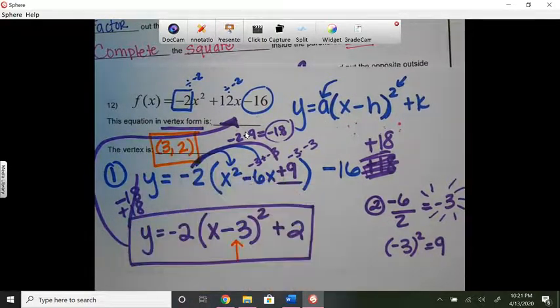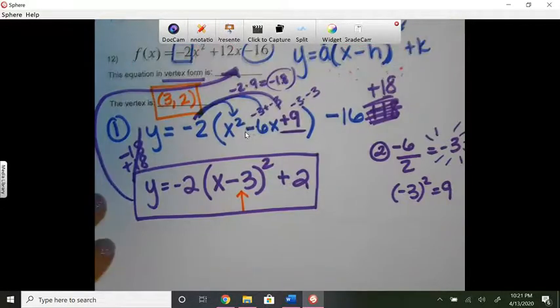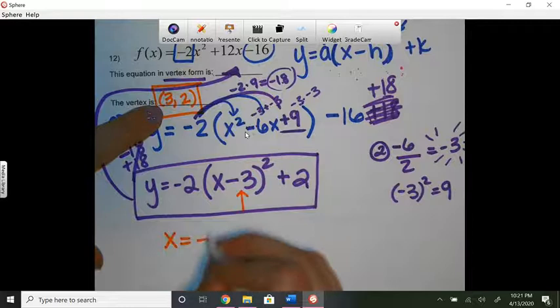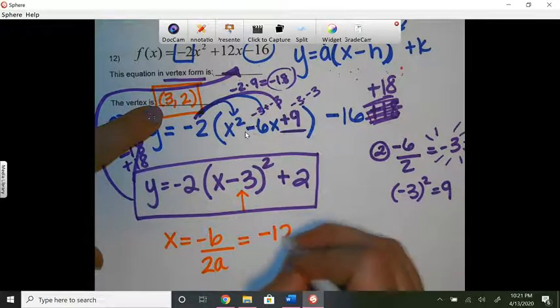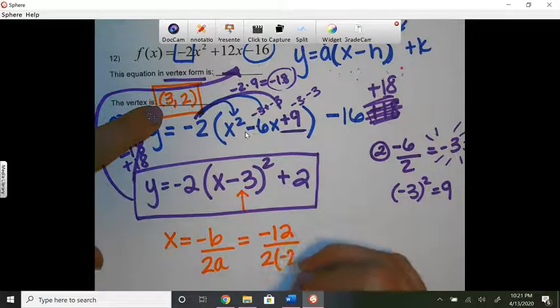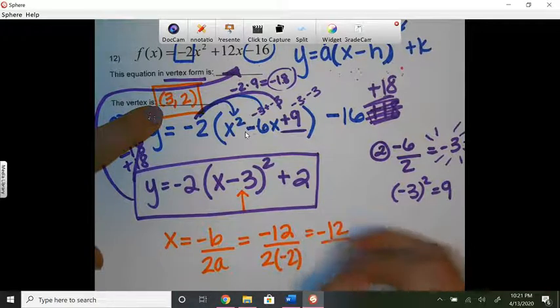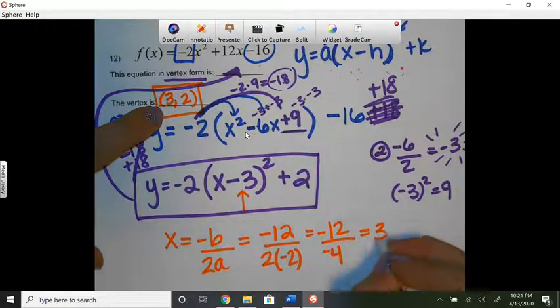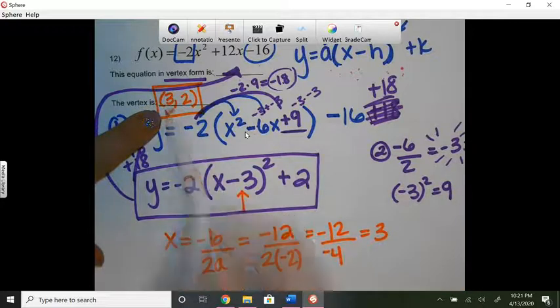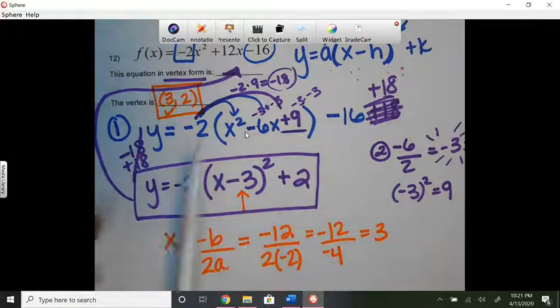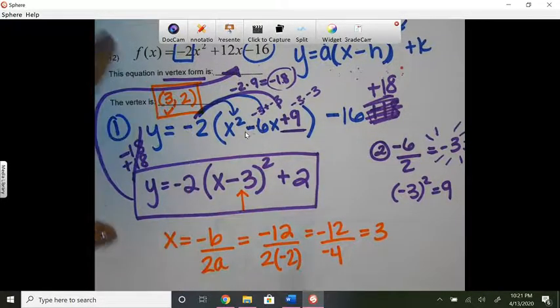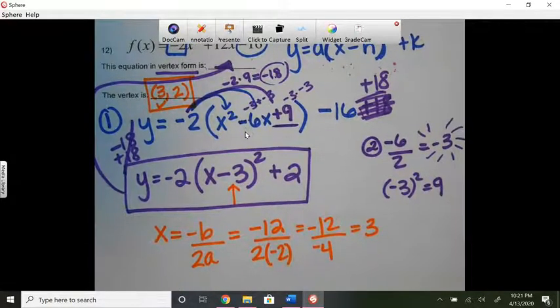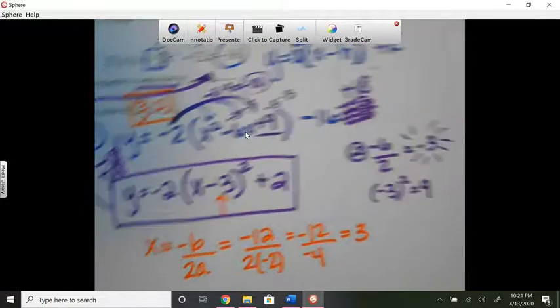And again, if we want to check if that is correct, we could always use our formula to find the vertex. It's negative b over 2a. So negative 12 over 2 times negative 2. And we would get 3, and that's what we have here. And then we would plug that in for x here and see if we get the 2. So I'm going to go ahead and leave it at that, but that's how you could check if your vertex is correct.